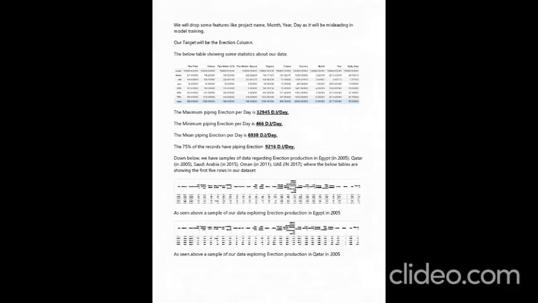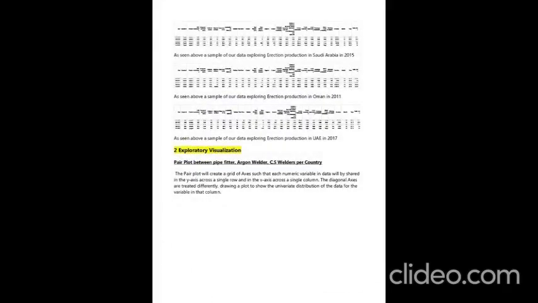Next, data analysis. 1. Data exploration. The shape of our data is 15,868 rows, inputs, and 29 columns, features, with a total of 460,172 records. Our target will be the erection column. The below table shows some statistics about our data.